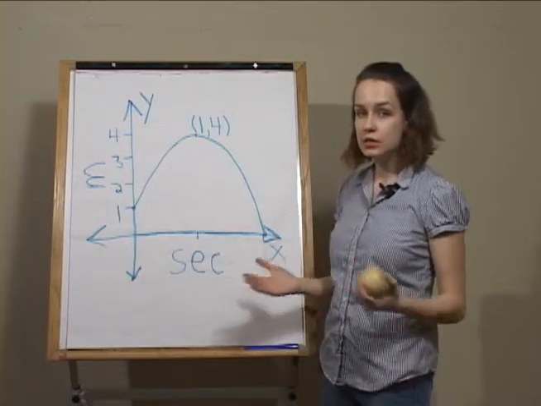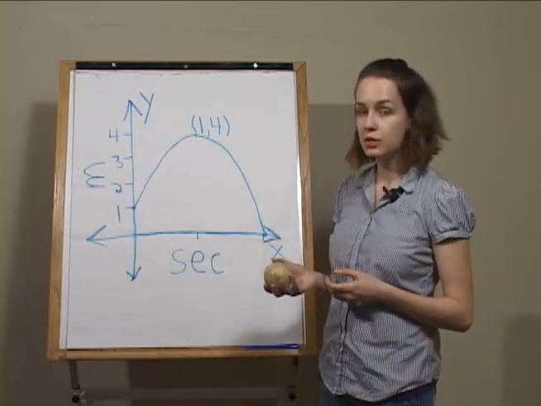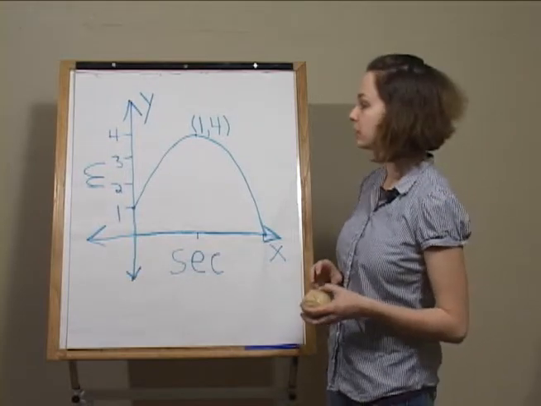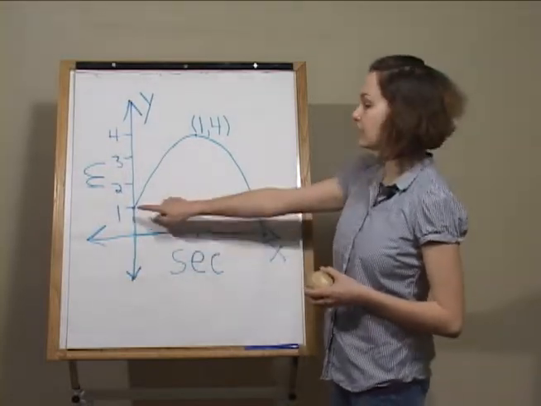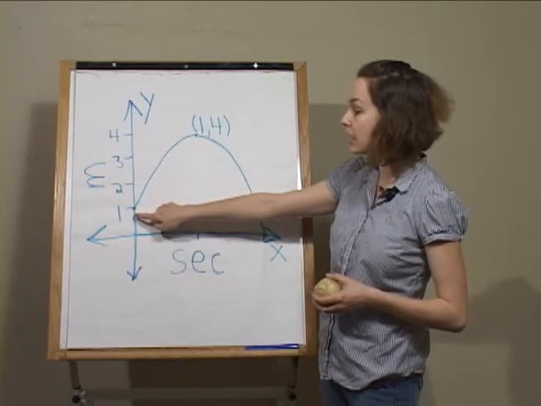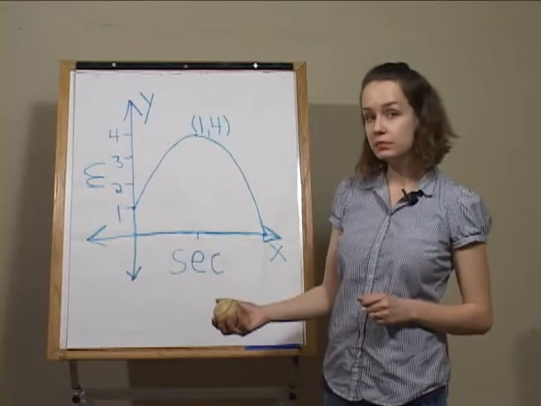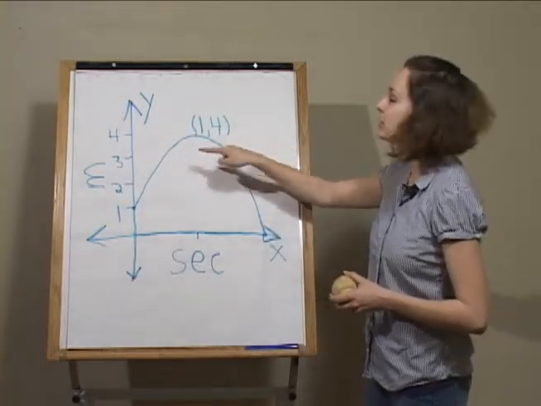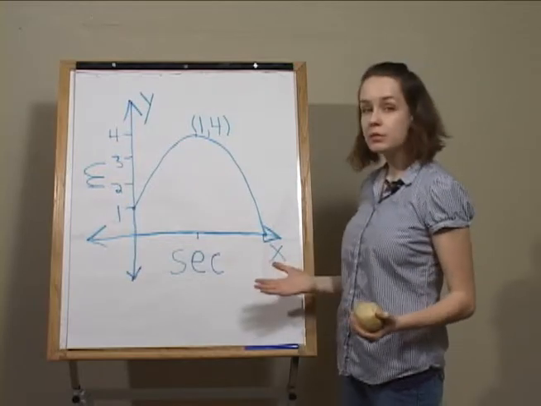Now, I'm sure you've already noticed that the graph of this event is actually a parabola. There are three things to notice about this graph. First, notice the y-intercept represents the ball's initial position at time 0, okay, and I estimated that to be about 1 meter.